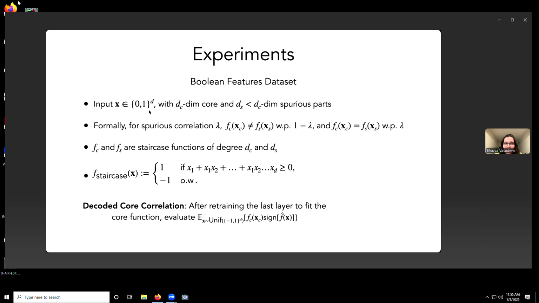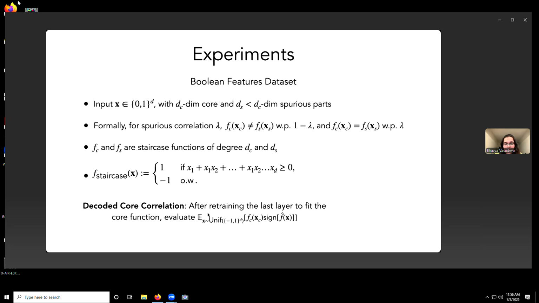So here we have a d-dimensional input x, part of which is used as the core feature, and part of which is used as the spurious feature. So there are two functions, fc and fs, which model the core and the spurious labels. And if the spurious correlation is lambda, then these labels are in agreement, otherwise not. And in this case, we consider both the functions to be staircase functions of degree dc and ds.